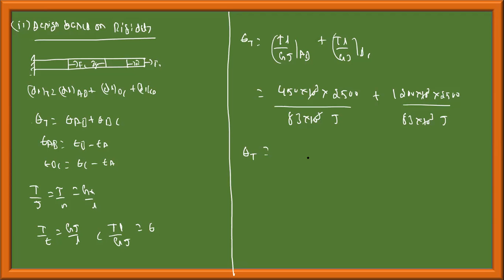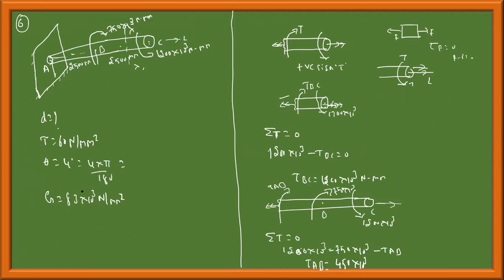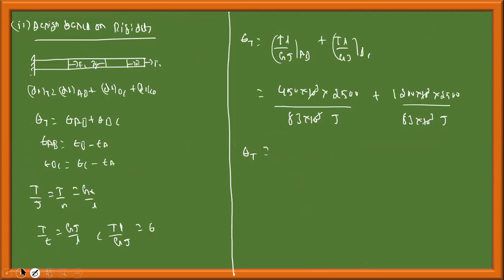Finally, theta is given, right? He has given 4 into pi by 180. This is theta, the maximum angle of twist. Can you tell me what theta is? How much is 4 pi by 180? 0.0698. Okay, this is 0.0698. Tell me this in terms of J.